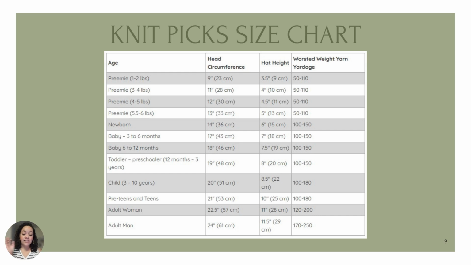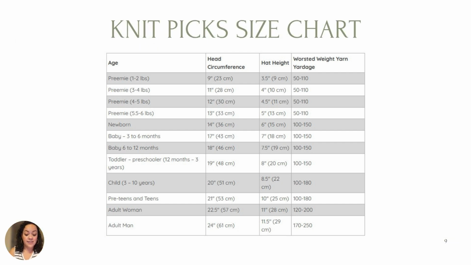Okay, here is a beautiful chart I found on KnitPicks. I will give them credit for this, of course. KnitPicks has this chart on their website, and it goes from preemie all the way to an adult man. Look at the head circumferences. They vary. Be sure you look at this chart and make sure you are accurate on your sizes. And of course, as amazing as KnitPicks are, they also have the yardage for this size.